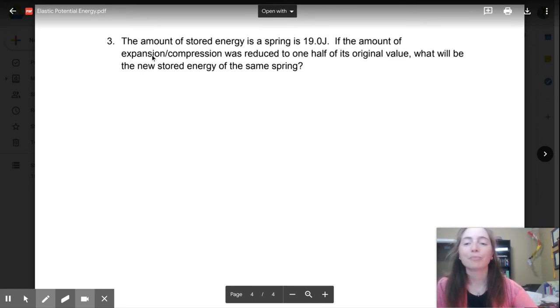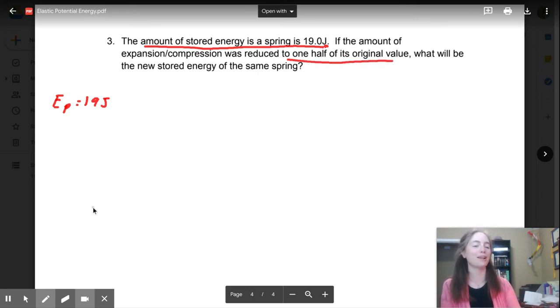You guys are troopers. All right, so the amount of stored energy in a spring is 19 joules. All right, so that would mean that's our energy. Note our units of joules, and that's the energy that is stored in that spring, its potential energy, so 19 joules. If the amount of expansion or compression was reduced to half of its original value.